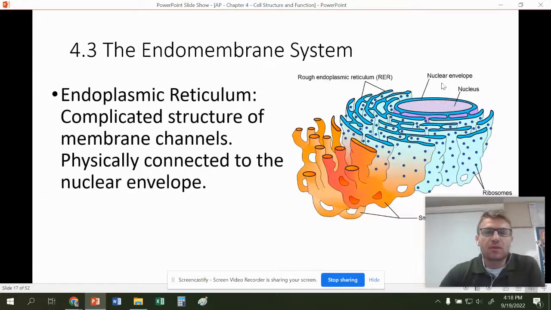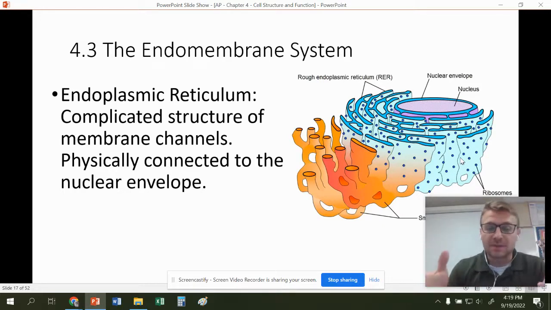All right, chapter 4.3 is another favorite section of mine. This is going to talk about the endomembrane system. Thinking endo, meaning in, membrane, thinking that phospholipid, and system, meaning these different organelles are working together. The endoplasmic reticulum, also known as the ER, is a complicated structure of membrane channels that's going to be surrounding the nucleus.